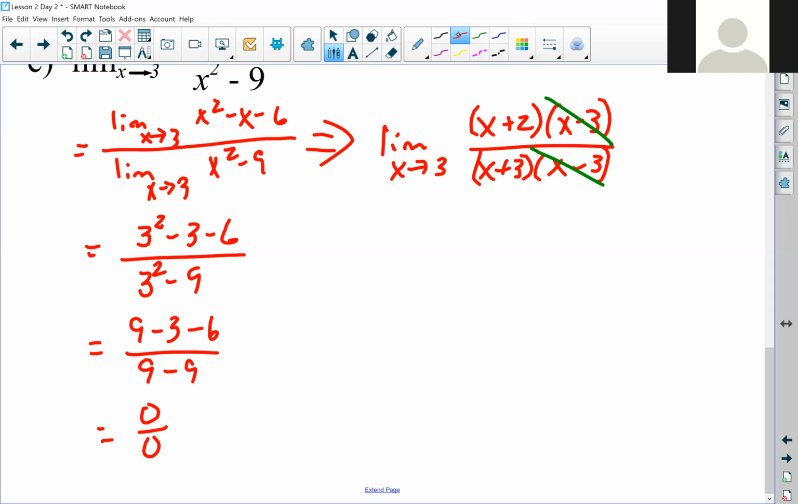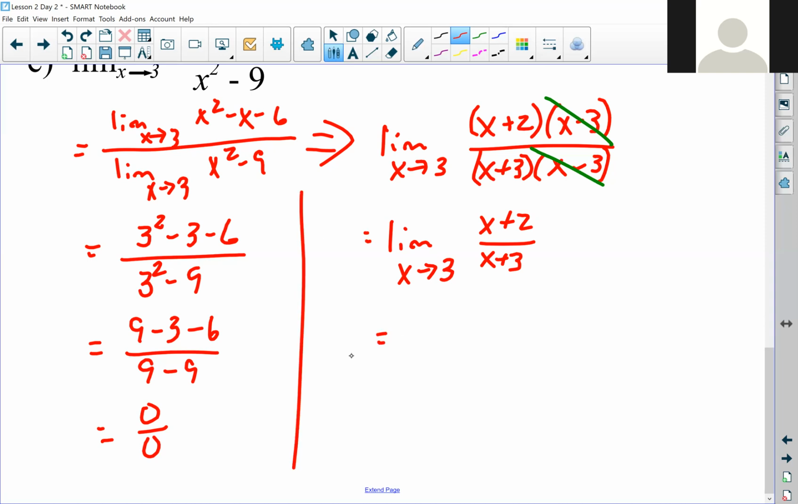And so we have then the limit as x approaches 3 of x plus 2 over x plus 3. And I can find that limit by plugging 3 in for x. 3 plus 2 over 3 plus 3, 5 over 6.